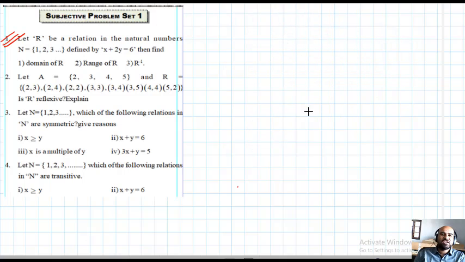Okay, so now my second problem. A is given as 2 comma 3 comma 4 comma 5. R is given as something. R is reflexive. Explain.